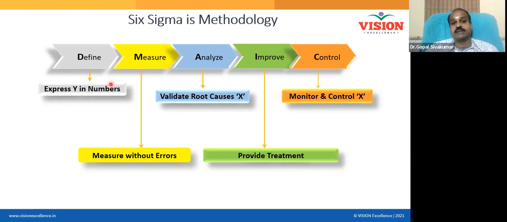Your Y variable always lies at the desired level by controlling your X variable within the control limit. See, I started the project talking about the Y variable, but I am closing the project talking about the X variable. Why? X has caused the Y. X only caused the problem. So I control the X. As long as I control the X effectively, my Y will always be at the desired level. This approach is called the Six Sigma approach. This methodology is called the Six Sigma methodology.